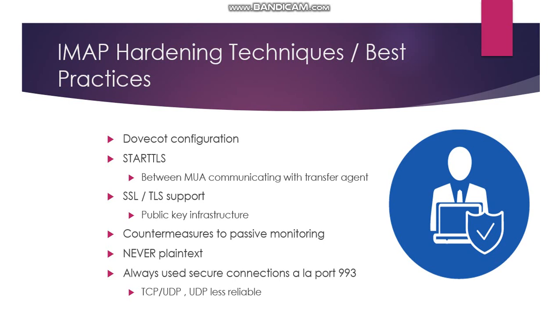For IMAP hardening techniques, we discussed Dovecot, and configuring it well will be the best thing for IMAP. STARTTLS between the MUA communicating with the transfer agent, SSL, TLS support, public key infrastructure, countermeasures to passive monitoring, and never ever plain text because it's easy to read. Anyone can hack it. Always use a secure connection for 993.